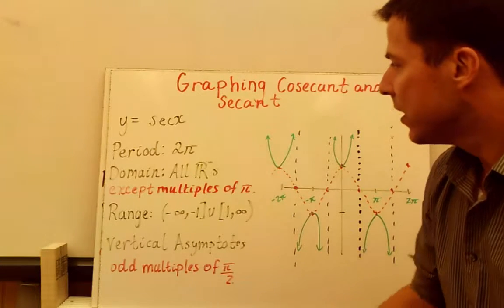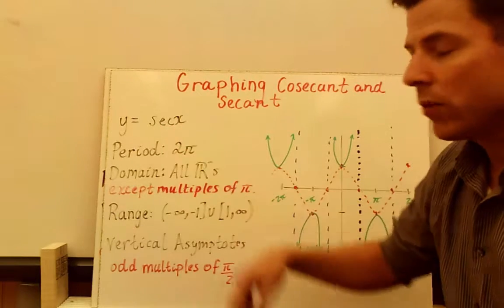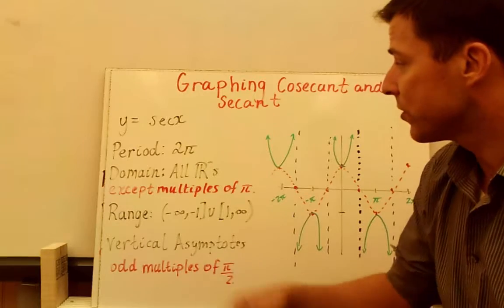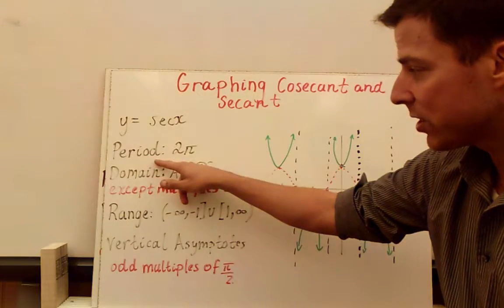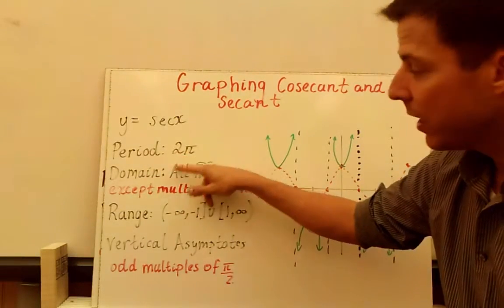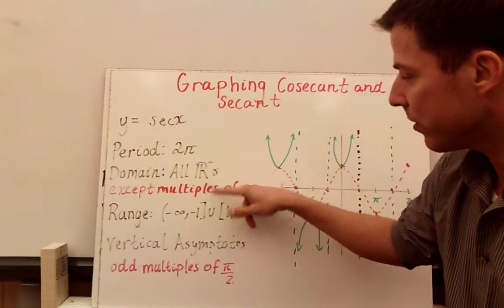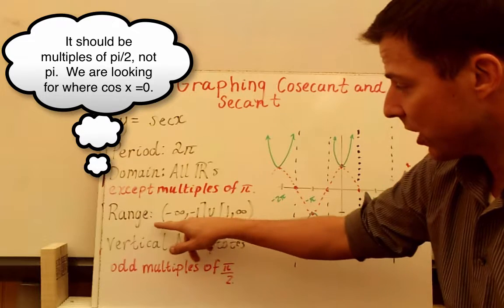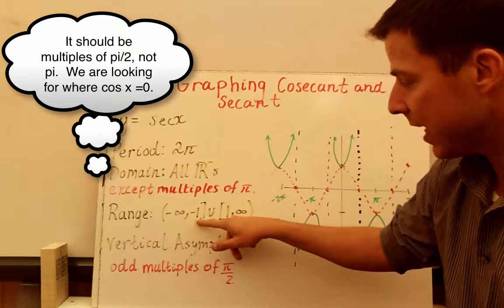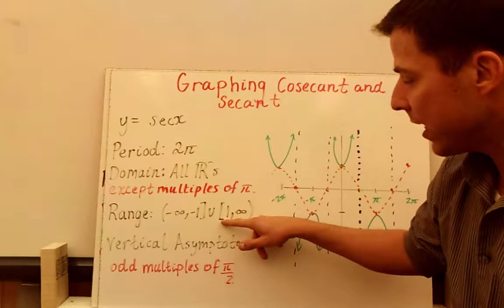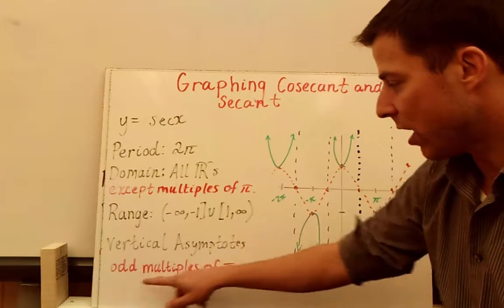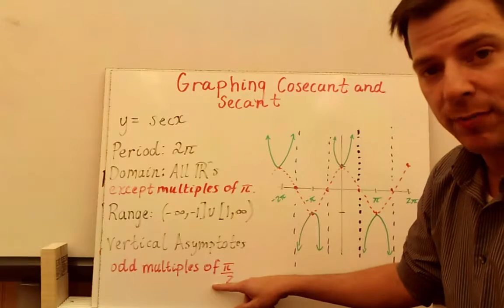graph two of them. So we're going to start with secant x, which is the reciprocal of cosine of x. So the period, just like cosine, is 2 pi. The domain is going to be all real numbers except multiples of pi. The range here is going to be from negative infinity to negative 1 in union with 1 to infinity. And our vertical asymptotes here are at odd multiples of pi over 2.